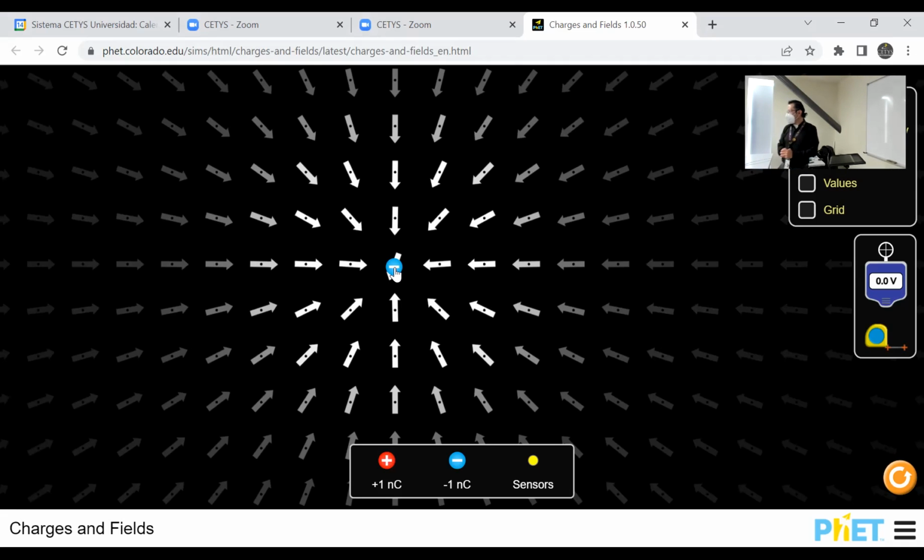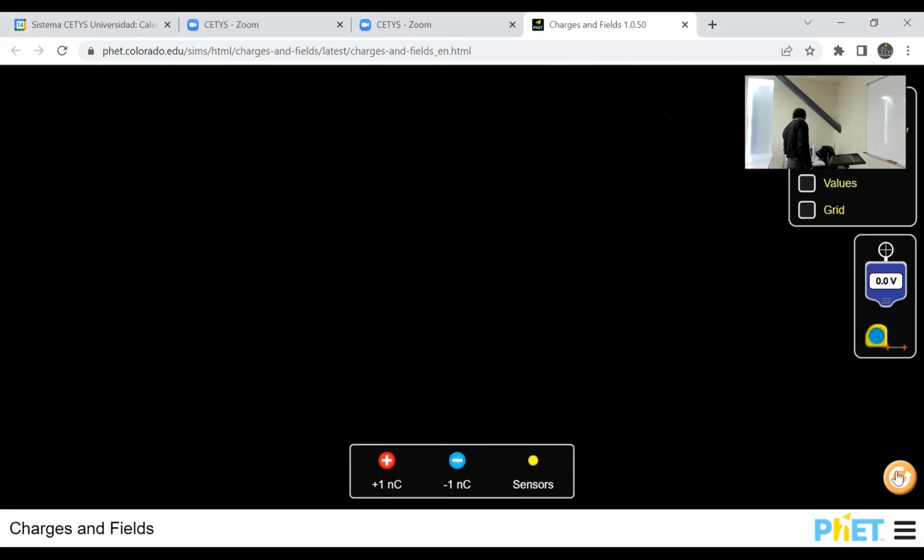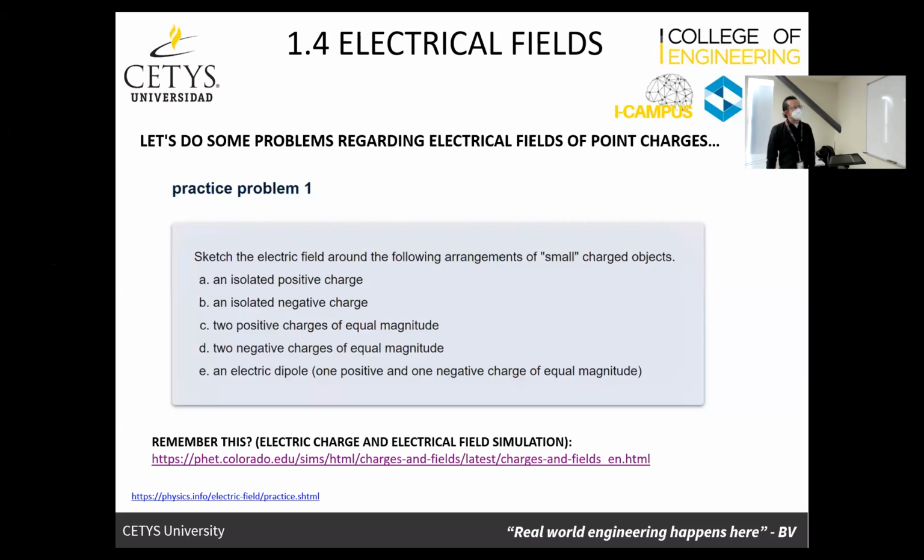Now, the lines are important because what's going to generate force is the interaction of those lines. The interaction of those lines is what's going to generate forces. Okay, so that's the second situation. The third situation is two positive.